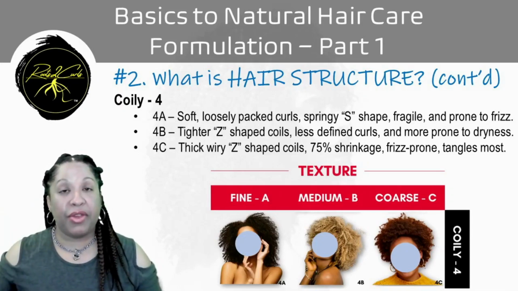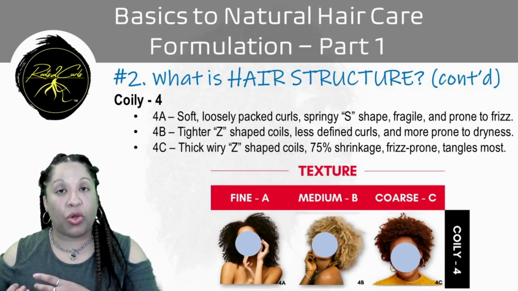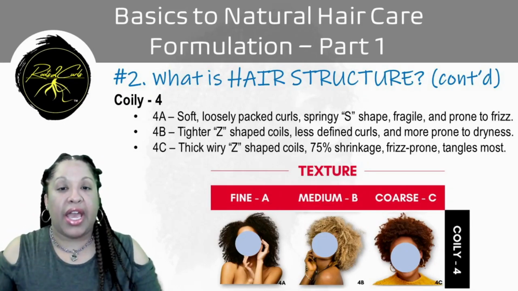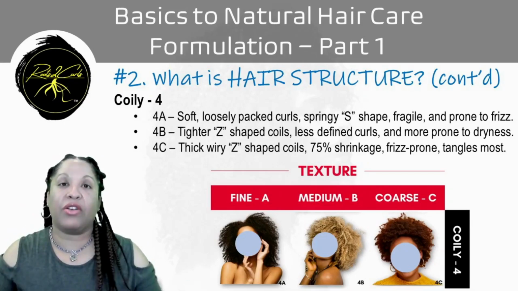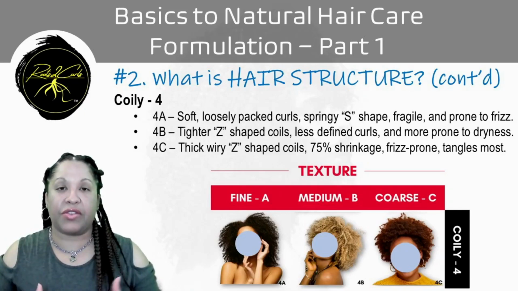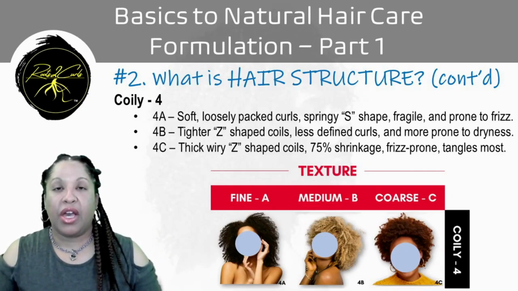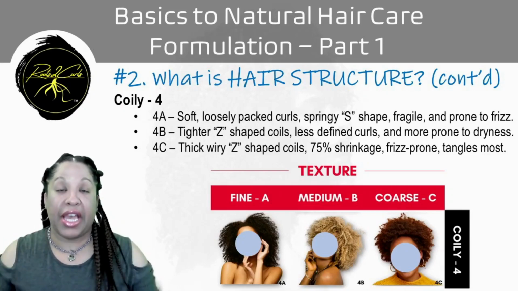So the hair can be very long with 4C texture and structure. However, because of the tighter, wiry Z-shaped coils, they tighten up and then it just shrinks. And very prone to frizz, and tangles the most. It is a lot of tangles. The other ones in the coily and some of the wavy categories also frizz, but 4C definitely has the most struggle with tangles.